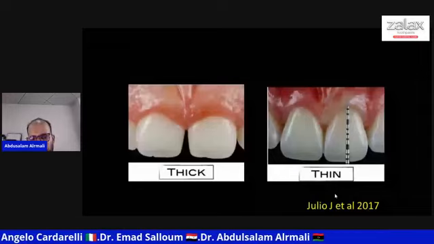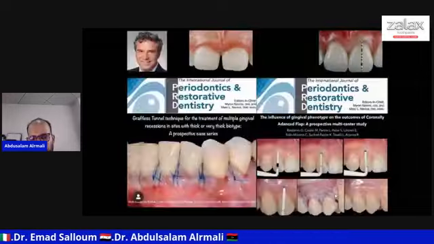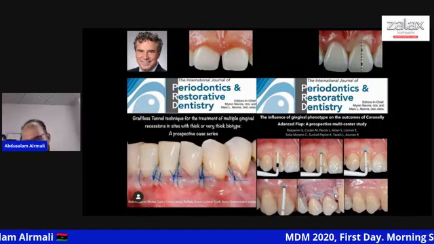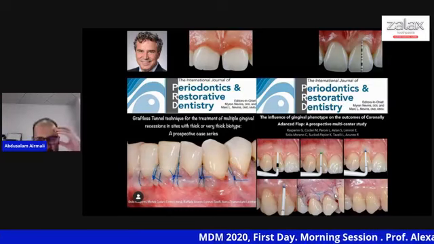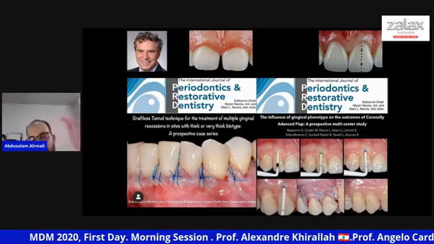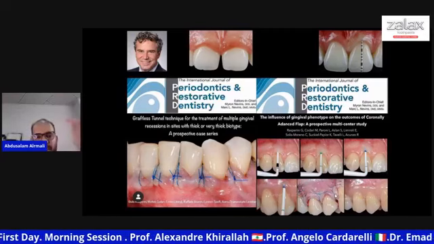And this is a test done by Giovanni Zucchelli and Rossi and Ricci, comparing different kinds of probes to determine the gingival phenotype, which is thin, moderate or thick.